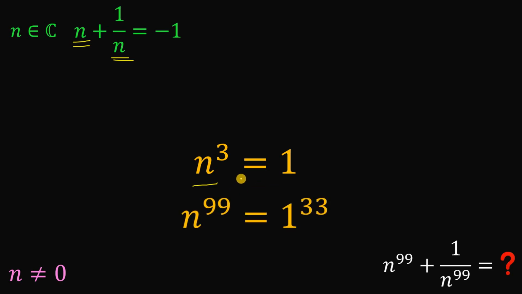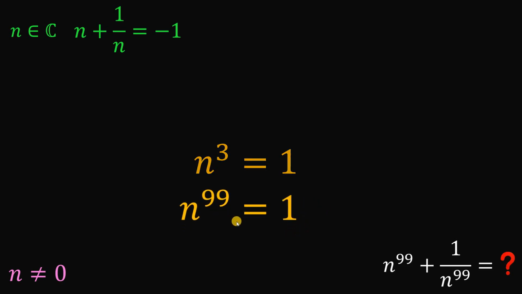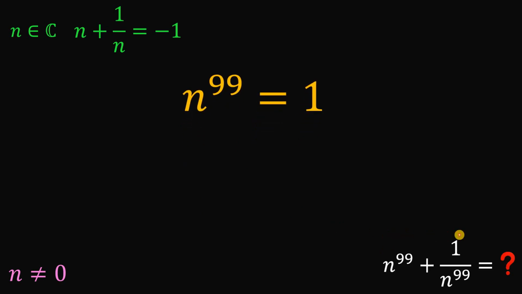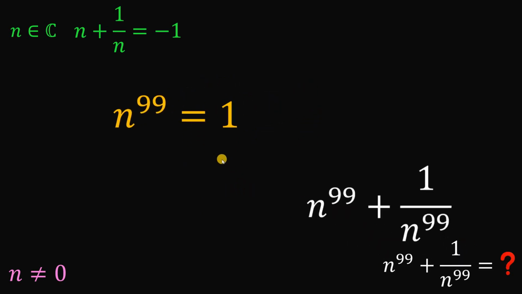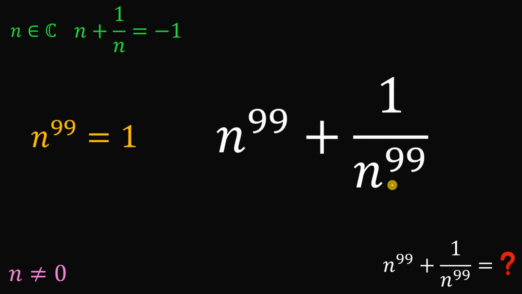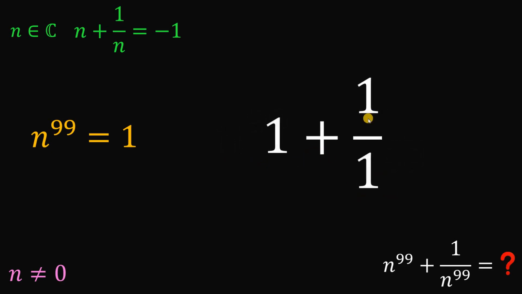So, if we raise both sides to the 33rd power, we have n raised to 99 equals 1 raised to 33. And 1 raised to 33 is just 1. Now, we know the value of n raised to 99, which is 1. We can now evaluate our expression. So, we have n raised to 99 plus 1 over n raised to 99. We know this is both equal to 1. So we have 1 plus 1 over 1, or simply 1 plus 1. And 1 plus 1 is simply equal to 2.